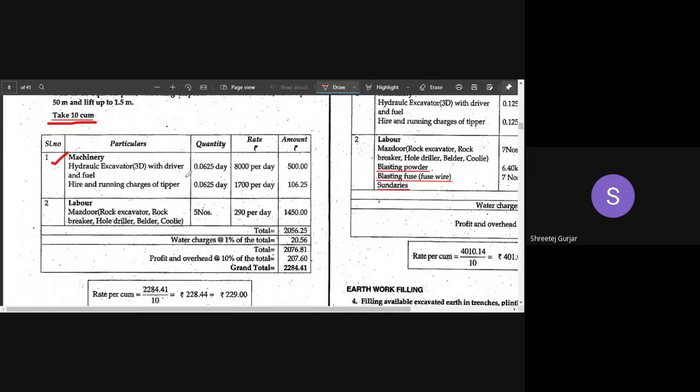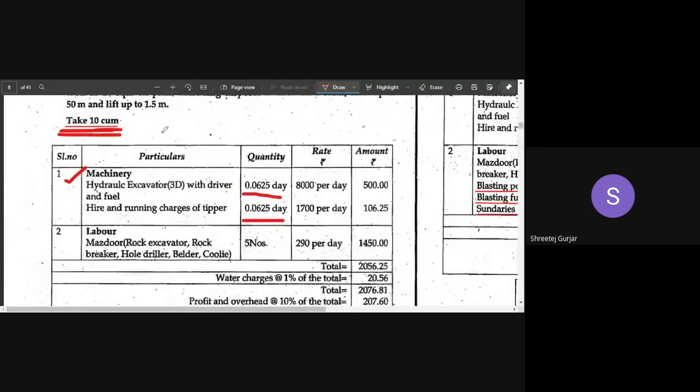For machinery, you have to know the quantity, that is, the amount of time that you require. You require your hydraulic excavator for 0.0625 days to excavate 10 cubic meters of earthwork. So for 10 cubic meters you require the hydraulic excavator for this number of days. For per day, they will charge you 8,000. Hence, your amount for the excavator is 500.